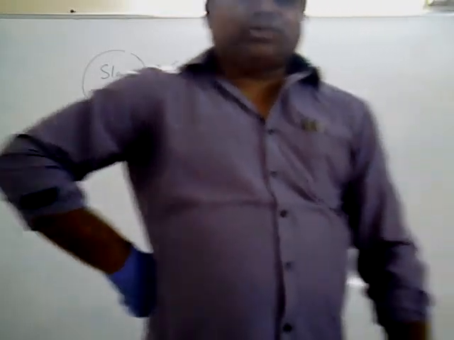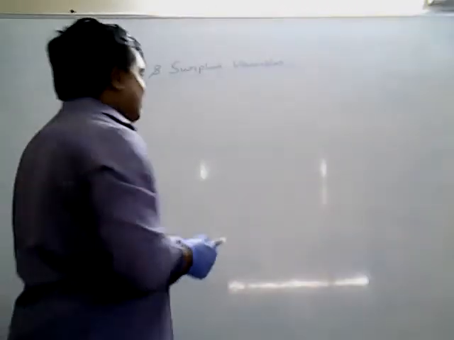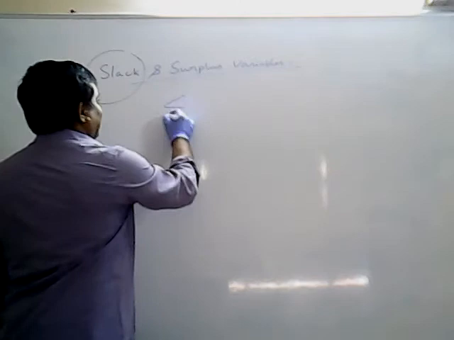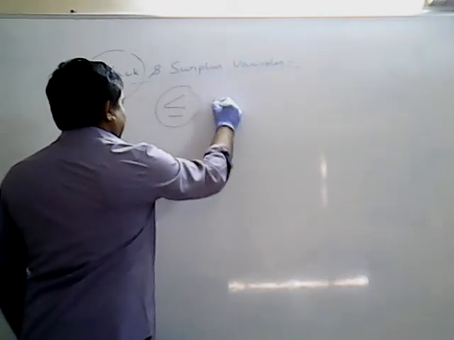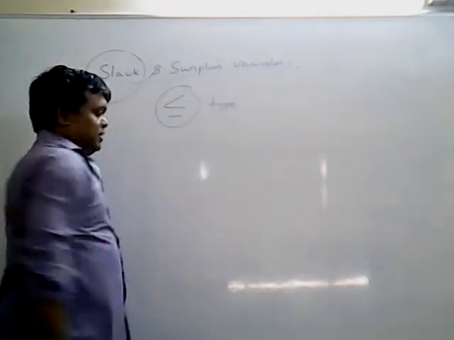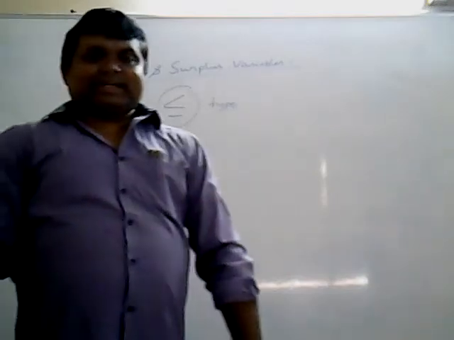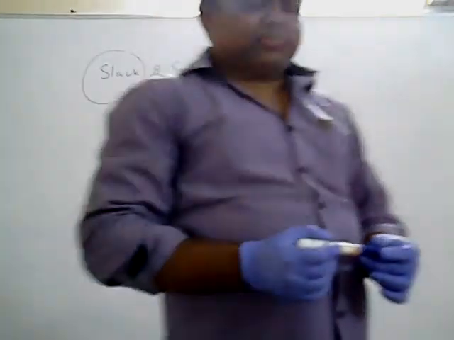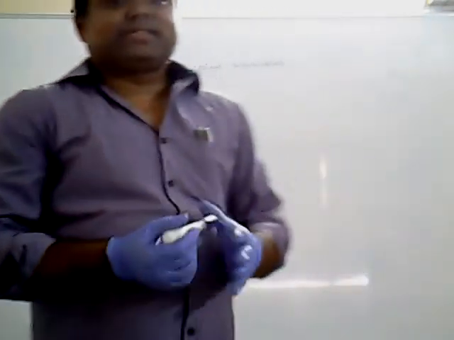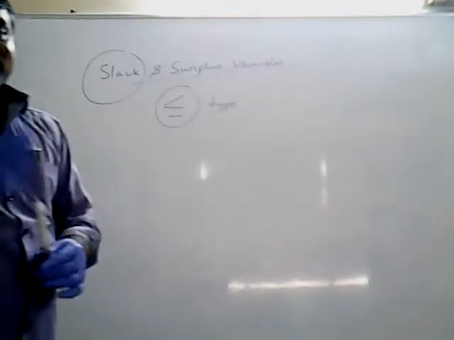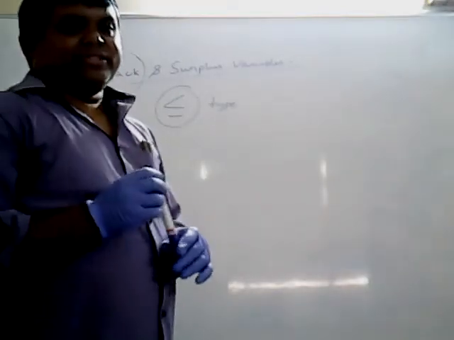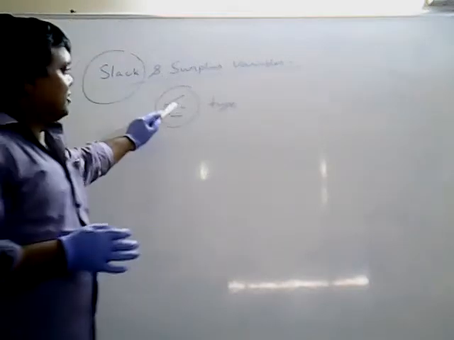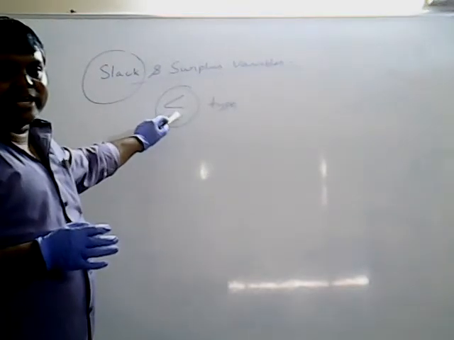Slack variables are used only for less than or equal to type constraints. One thing I have understood from this definition: slack variables are used only for less than or equal to type constraints.